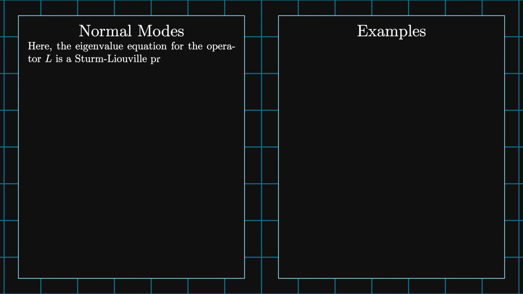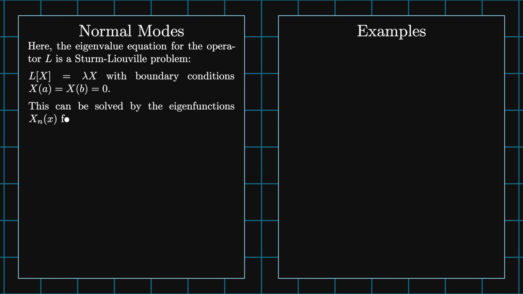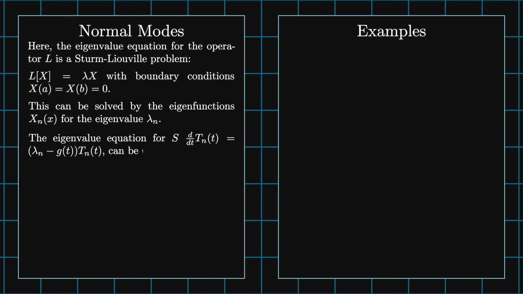Here, the eigenvalue equation for the operator L is a Sturm-Liouville problem. L of X equals lambda X, with boundary conditions X of a equals X of b equals 0. This can be solved by the eigenfunctions X_n of x for the eigenvalue lambda_n, and the equation for T, dT_n/dt equals (lambda_n minus g of t) times T_n, can be integrated directly, such that T_n of t equals a_n e to the lambda_n t minus the integral from 0 to t of g of tau d tau.